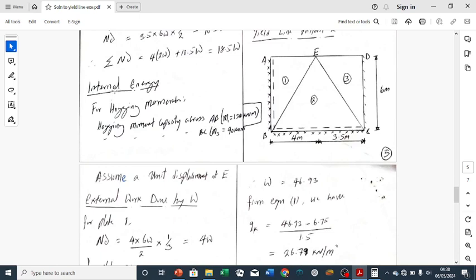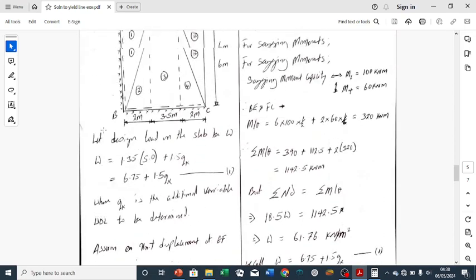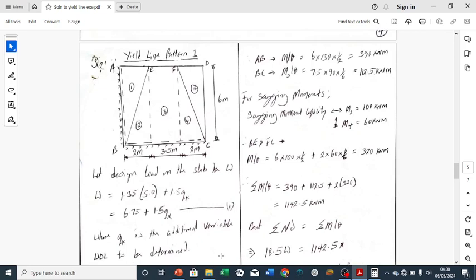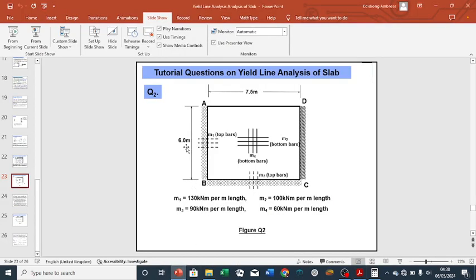Now we go ahead to calculate the internal energy, which is where we should pay a little more attention. First of all, we want to calculate the hogging moment. For that, let's go back to the diagram, to the question. For the hogging moment, you can notice in span AB we have this top reinforcement, M1. What is the value of M1? 130 kilonewton meter per meter length.